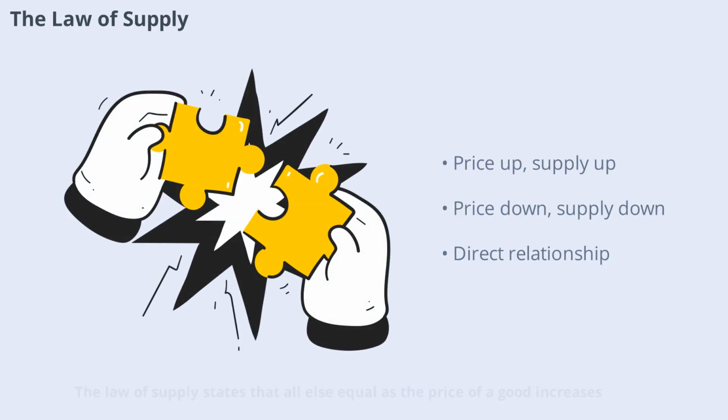The law of supply states that, all else equal, as the price of a good increases, producers are willing to supply more of it. When prices fall, the quantity supplied decreases. This direct relationship is key to understanding how markets respond to changing conditions.